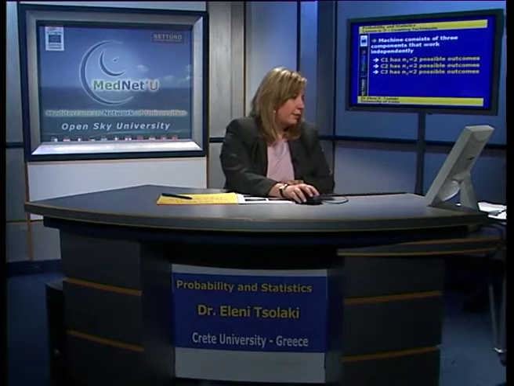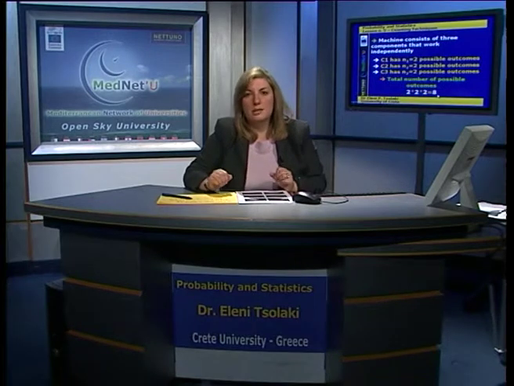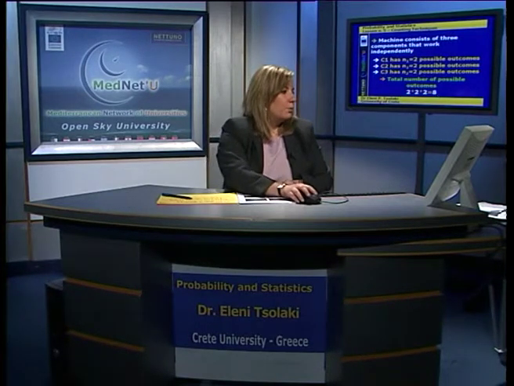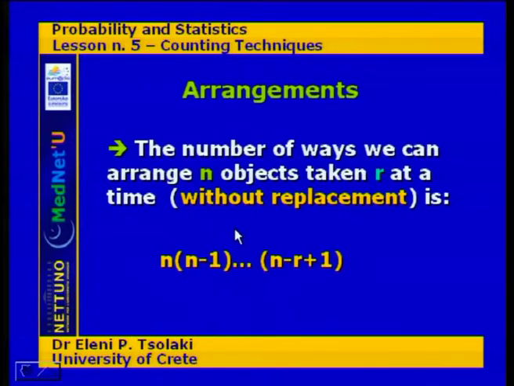Going back to our example, according to our counting technique, the total number of possible outcomes for this example will be 2 times 2 times 2, which is 8, which agrees with what we found by counting the possible outcomes in our tree. Now, we are going to see another technique. We are going to see arrangements.